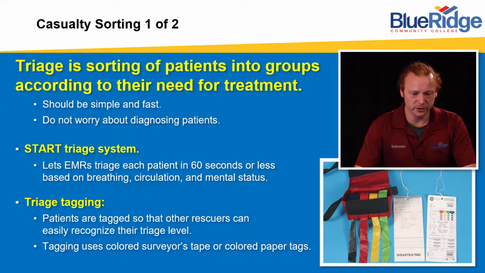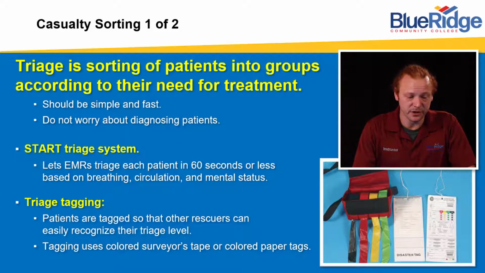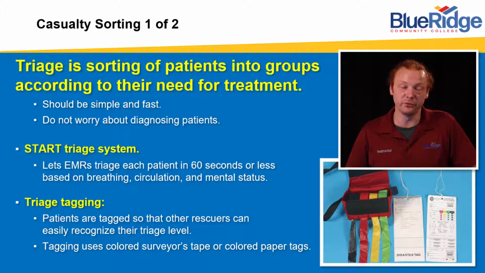Casualty sorting is creating an order out of chaos. Triage is sorting of patients into groups according to their need for treatment. The purpose of casualty sorting is to determine the order in which patients should be treated so that the most good can be done for the most people.